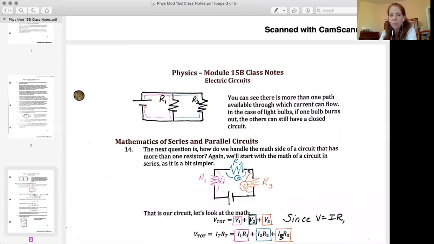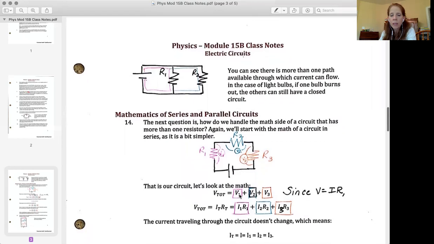What's interesting about this path is, what is the current? The current is simply the charged particles that are flowing across in a given amount of time. So the current across this one has to be the same as the current across this one, which has to be the same as the current across this resistor. There's nowhere else for the current to go. If it's flowing across all three resistors, then the current that starts out here will end up here. So I total equals I1, which equals I2, which equals I3. I'm just going to call it I. The current across all of those resistors does not change.